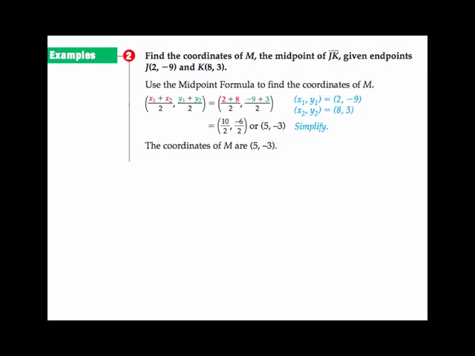Let's try. Find the coordinates of M, the midpoint of JK, given that the endpoints J are -9, and K is 8, 3. Again, we use our midpoint formula. We add the two x values, 2 and 8. We divide by 2. We add the y values, -9 and 3. We divide by 2. And the midpoint is the point 5, -3.